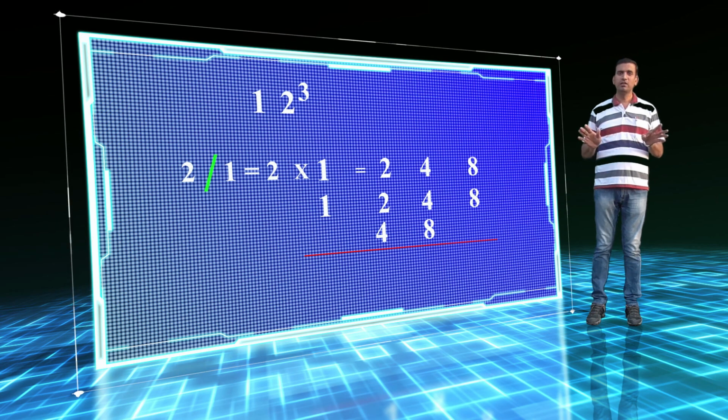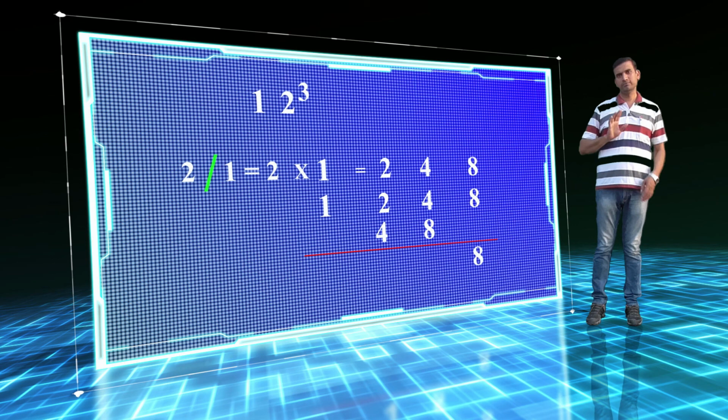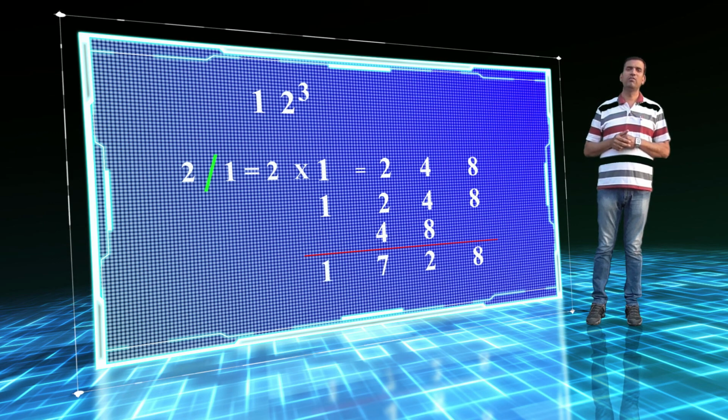Okay. Now simply add. 8 means 8. 4 plus 8, 12, 2 carry 1. 4 plus 2 plus 1, 7. And finally 1. So it is 1728.